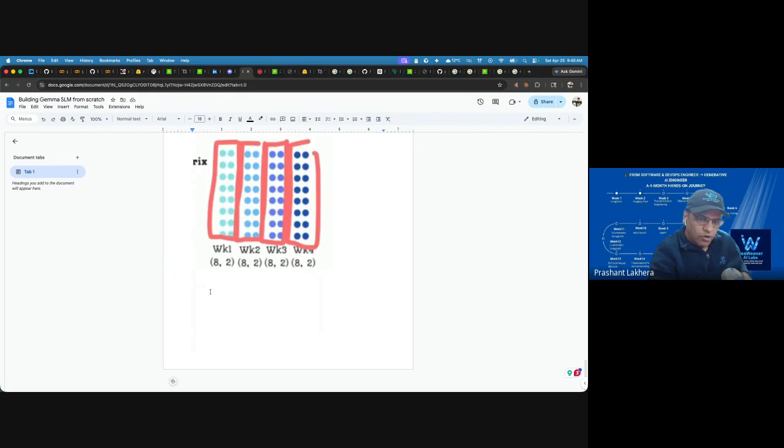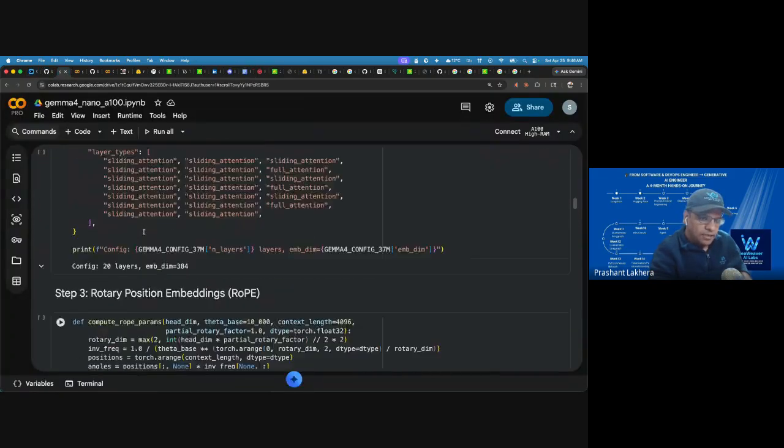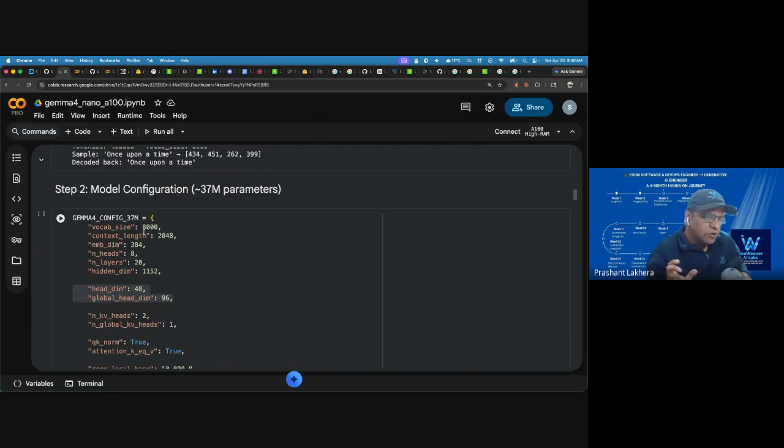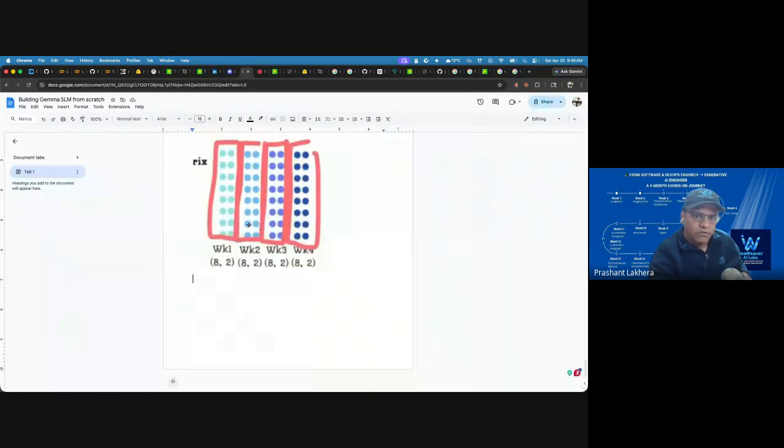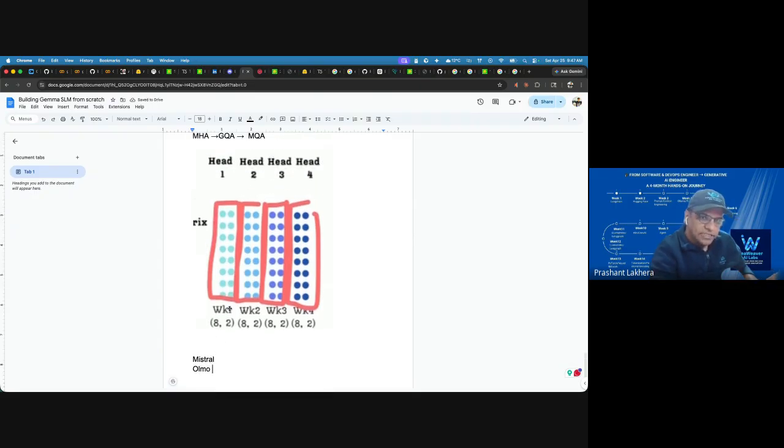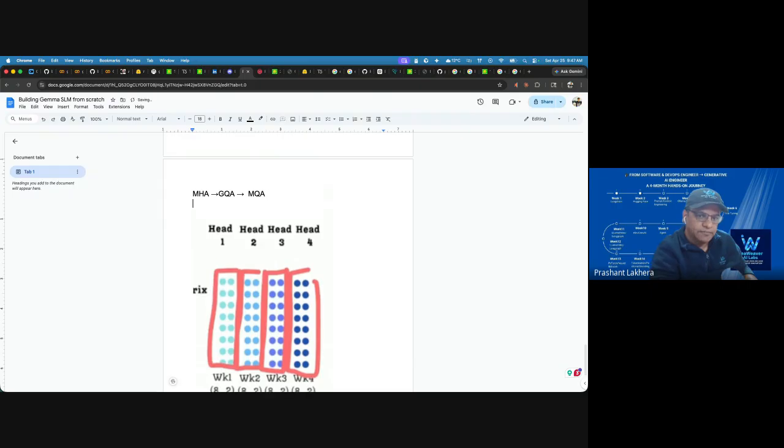Now let me talk about two things which have been introduced by Google, and are used by other models also. You may have heard about something called Mistral, and there's something called Olmo also, which are using these kinds of optimization. There's another model called Olmo also, which is using group query attention with something called sliding attention.